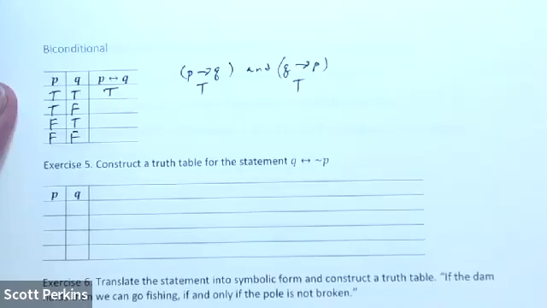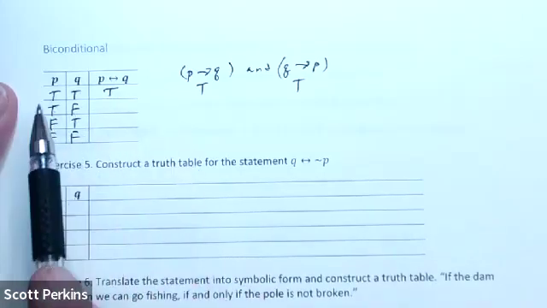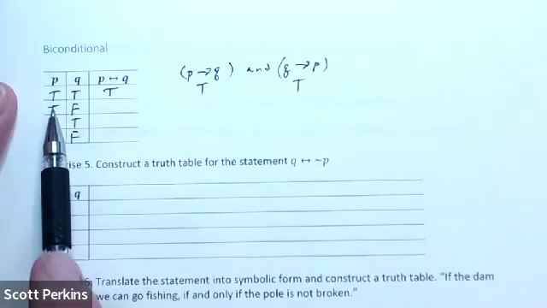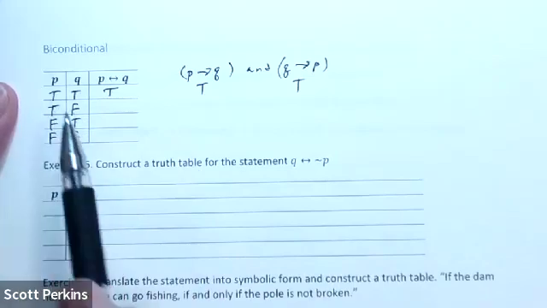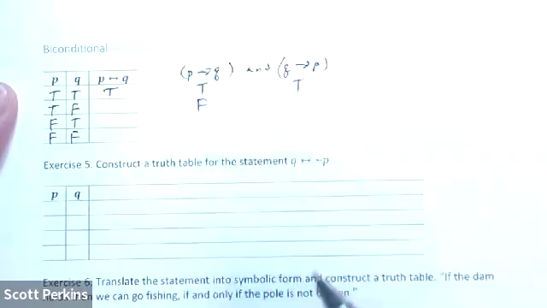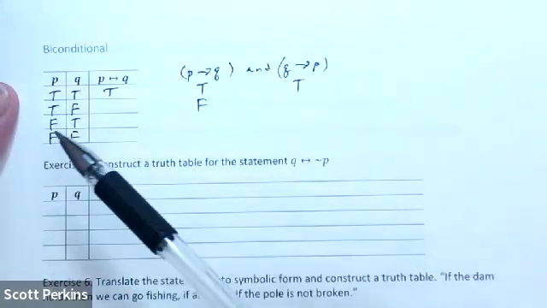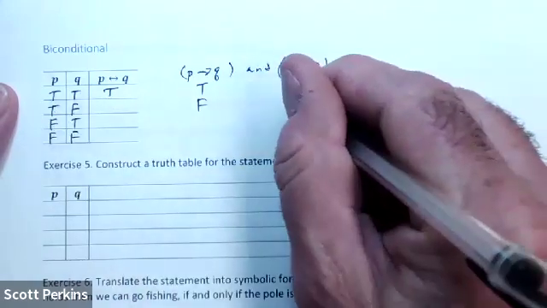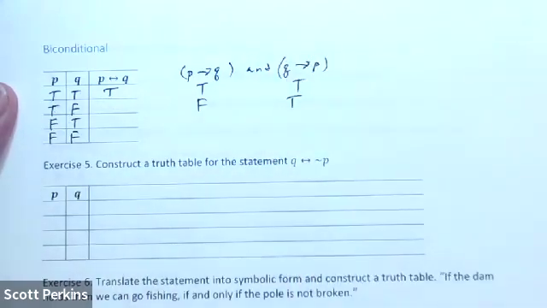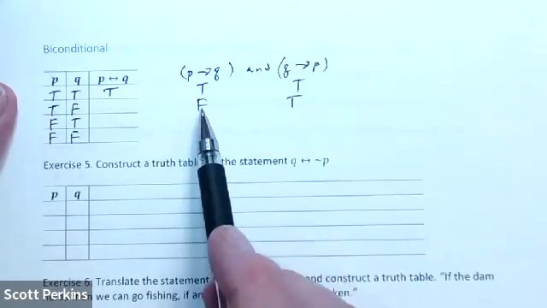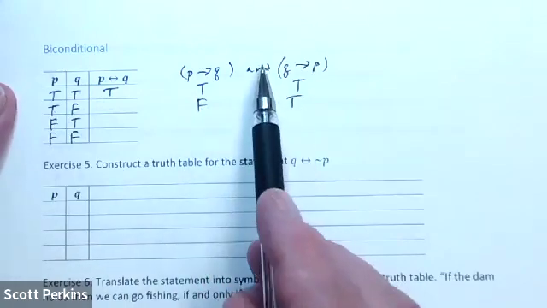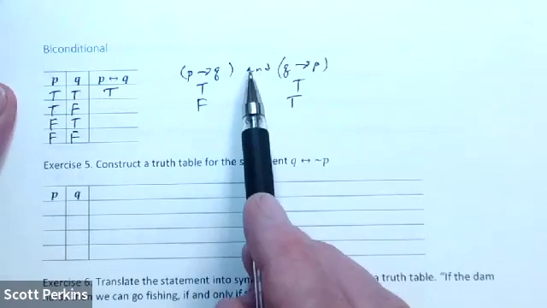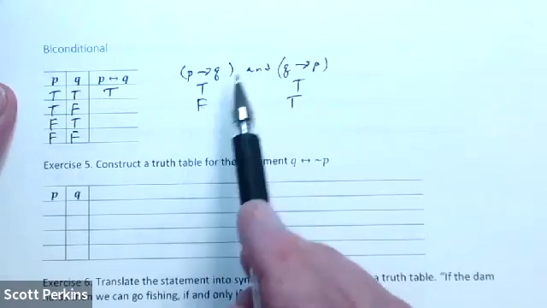The second row, I've got P is true, Q is false. Let's do this left to right. If P, then Q. That is if true, then false. That is a false statement. Now going backwards, I've got if false, then true. That is true. So I've got false one way and true the other way, and since it's connected with an "and," because it's both of these, the false and true is going to mean that this is false.